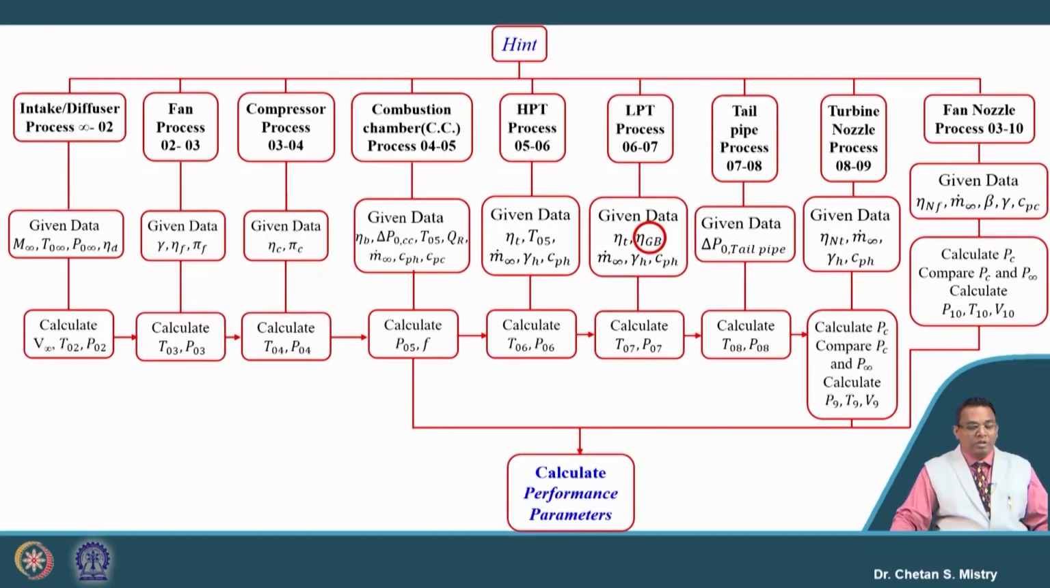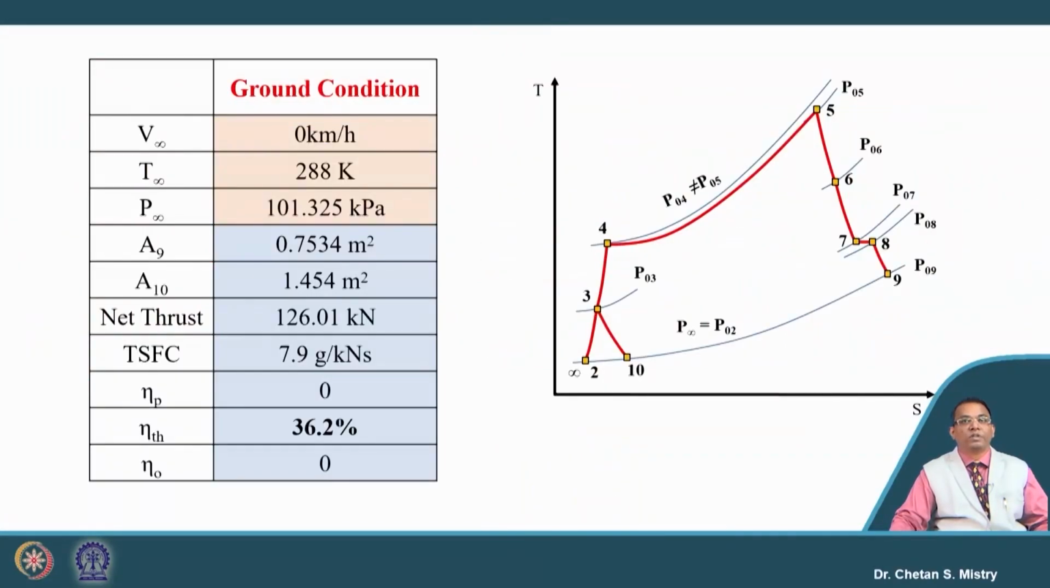The way in which we have solved is we have calculated our different exit parameters at inlet, fan, compressor, combustion chamber, HP turbine, LP turbine, tailpipe, say turbine nozzle and fan nozzle. Based on all these parameters, we tried to calculate the exit velocity and based on that we have calculated our performance parameters. And this is what we have ultimately come up with in terms of numbers.